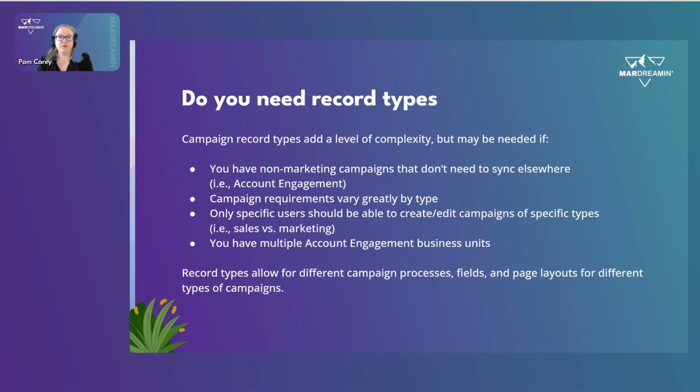If you have campaign groups that need very different data or elements like fields, picklist values, page layouts, that could warrant a record type. This could apply to sales versus marketing or different products or different lines of business. If you need to allow users access to only a specific kind of campaign, a record type will help you. If you have multiple tools or systems that need to receive different campaign information, an example would be Account Engagement business units, more than one.